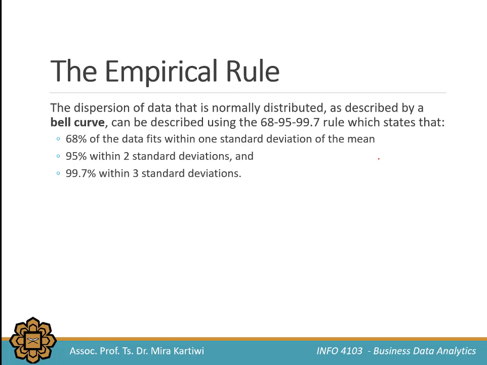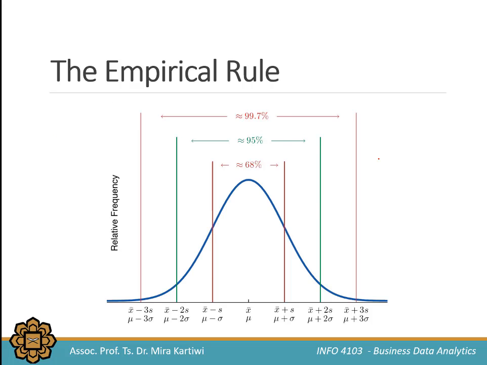Remember that we also have the empirical rule. For the dispersions of data, if it's normally distributed, we can actually apply the 68, 95, 99.7 rule. 68% of the data fits within one standard deviation of the mean. 95% of the data falls within 2 standard deviations of the mean, whereas 99.7% will fall within 3 standard deviations of the mean. The empirical rule will only apply if the data that we have is normally distributed, or usually presented in a bell curve shape.